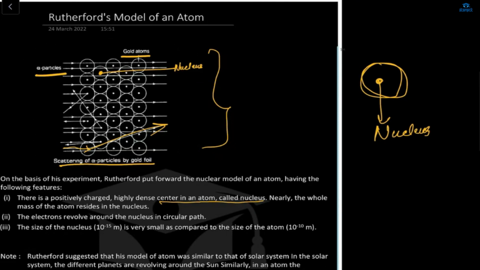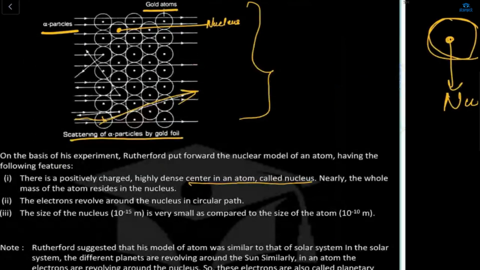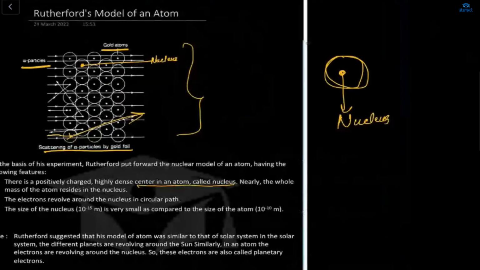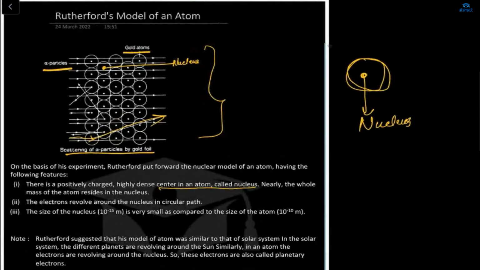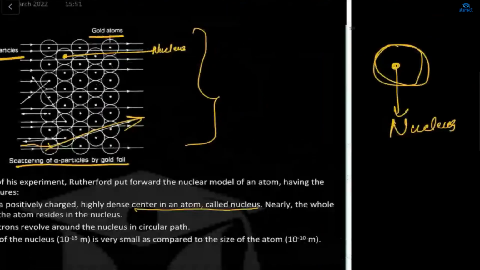So nearly the whole mass of an atom resides in its nucleus. So the whole mass of the atom resides in what? In the nucleus, right? Now the electron revolves around the nucleus. We all know that the electron revolves around the nucleus in a circular path.